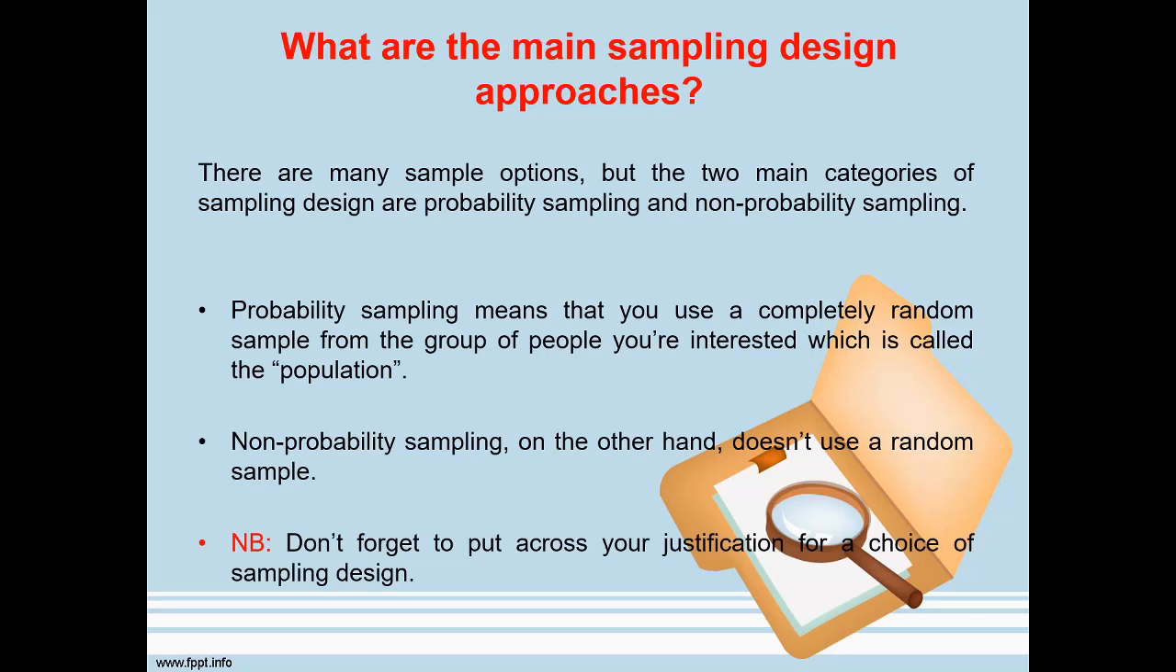Okay. The next one is non-probability sampling. On the other hand, it does not use a random sample. For example, it might involve using a convenience sample, which means you interview or survey people that you have access to, perhaps your friends, family, or work colleagues, rather than a truly random sample, which might be difficult to achieve due to resource constraints. With non-probability sampling, the results are typically not generalizable.